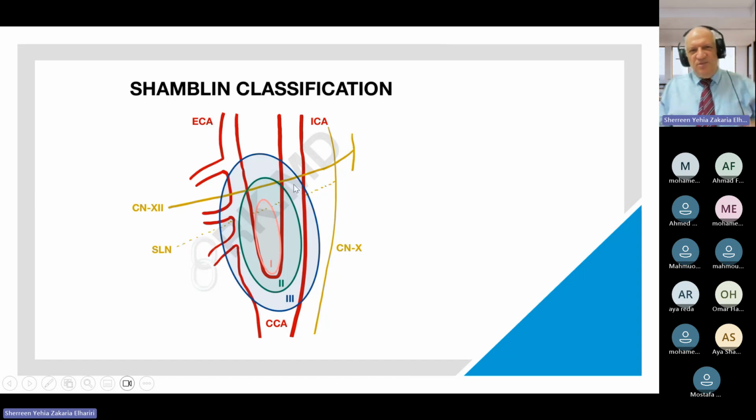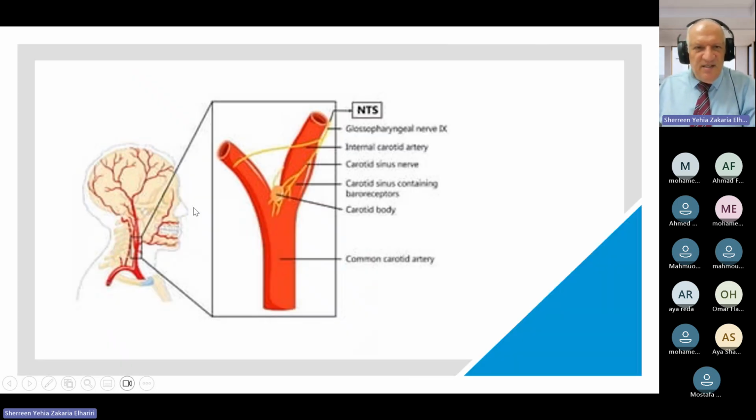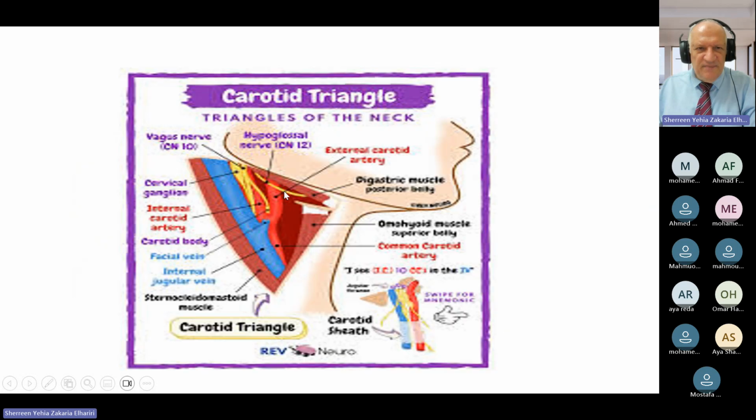Of course, the vagus is posterior. The vagus is a big nerve, difficult to injure. The sympathetic chain is more posterior. So this is again the carotid sheath, and you can find the structures behind, like the vagus behind. This is the vagus, and the sympathetic chain behind it. It is difficult to injure, but what is usually injured is the hypoglossal, which is related to this area. So it is important to expect what happened.